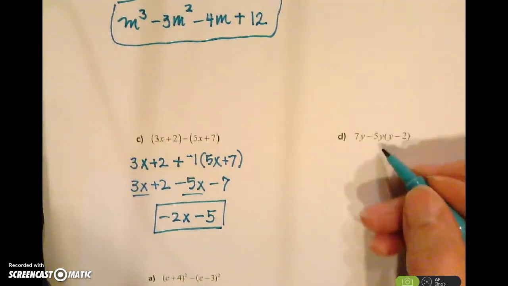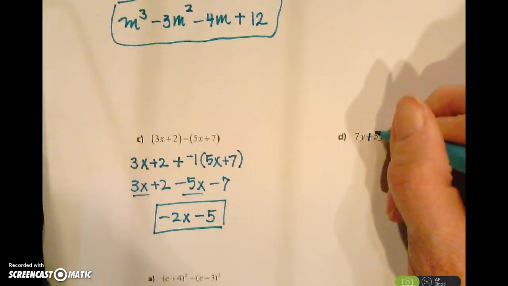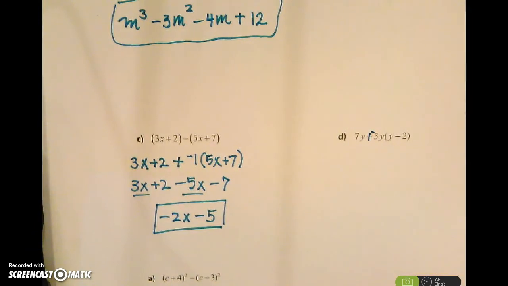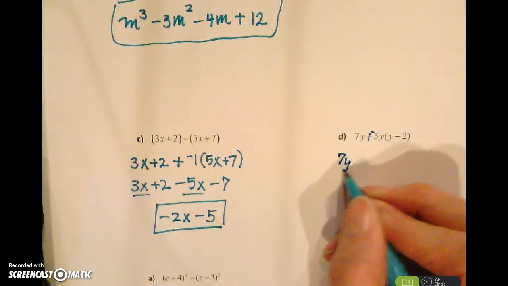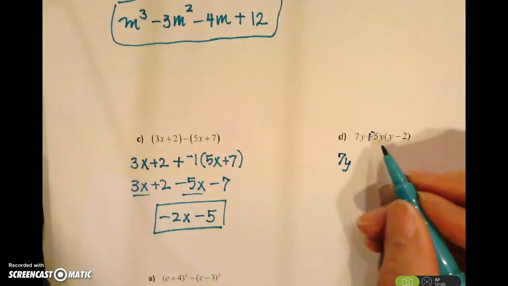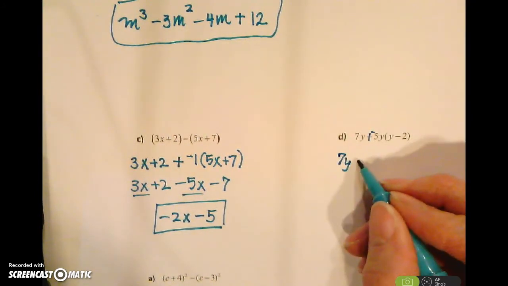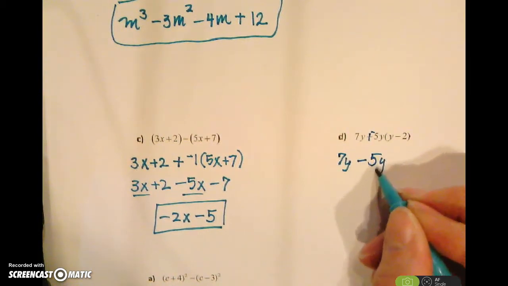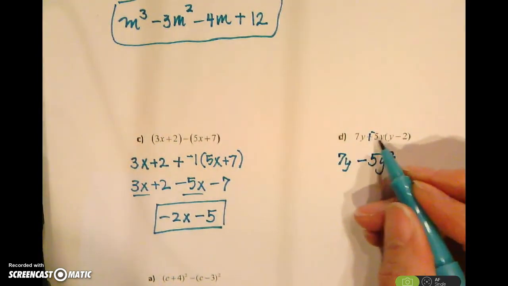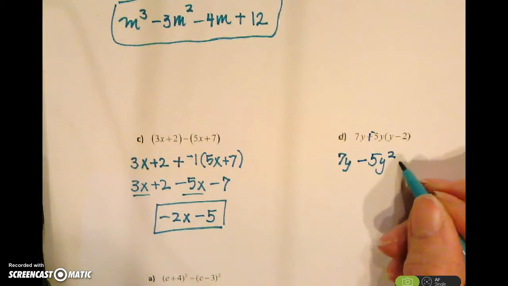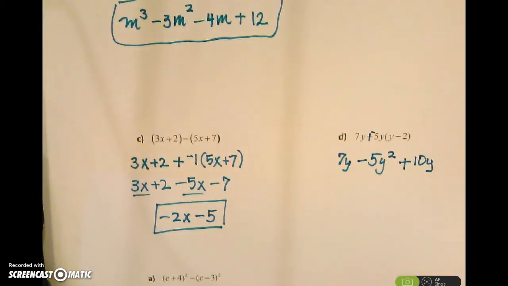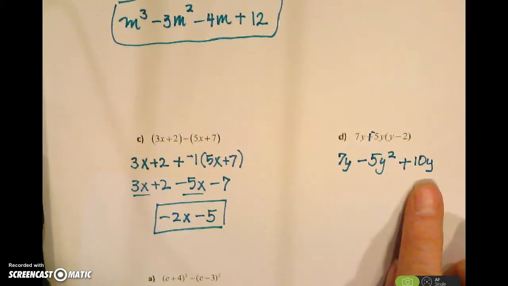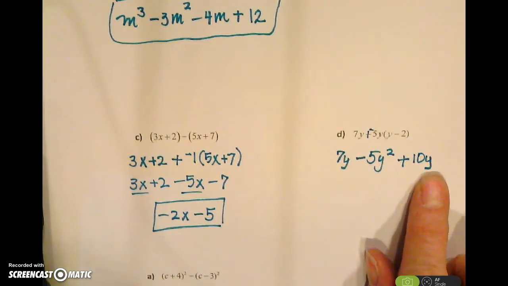So we're going to then, I'm going to do a plus, a minus, and I'm going to be thinking of that as a negative 5y distributing through. So I have 7y that's just going to stay there. And then I have negative 5y times y as a minus 5y to the second. And a negative 5y times a negative 2 is going to be positive 10y. Then once I finish that, I want to put it in descending order.